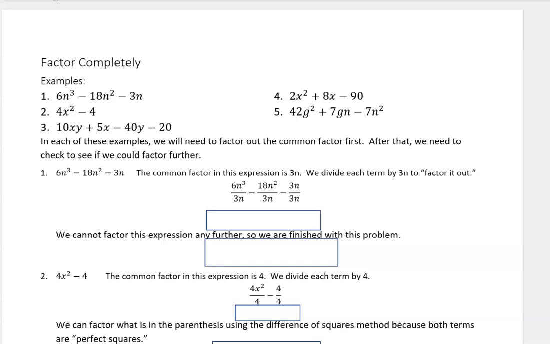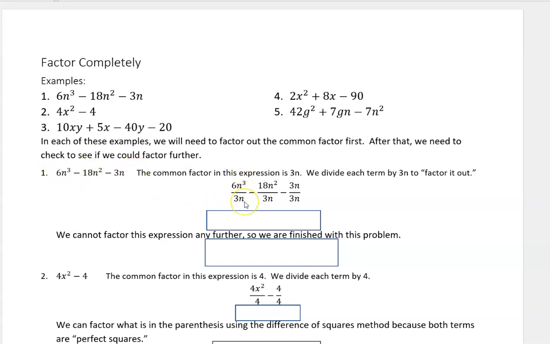In the first one, I have a trinomial. And I can see that the common factor is 3 because I have 3 in each one. But I can also see that each term has at least one n. So when you take out a common factor, it's not just a number. Sometimes it can also be a variable. So we're going to factor out the 3n. And when we say factor it out, we're saying divide each term by that. So we're going to divide each of our original terms by 3n.